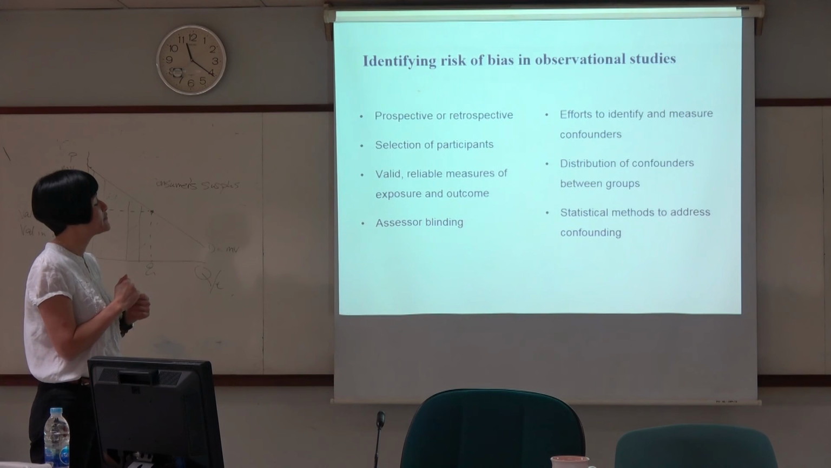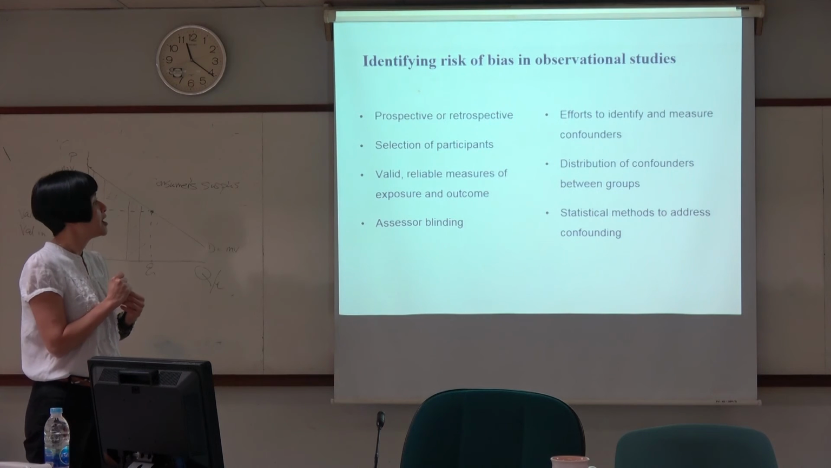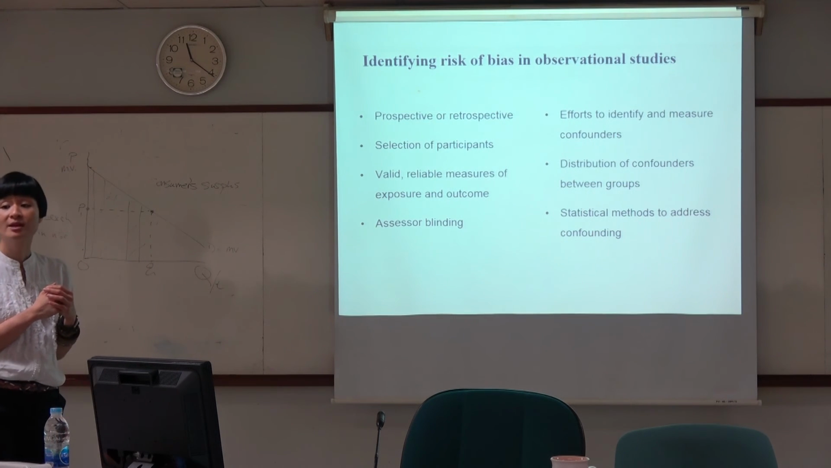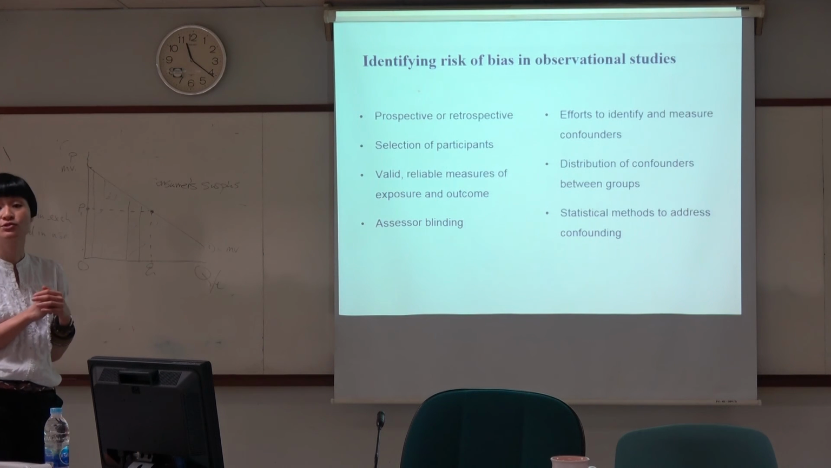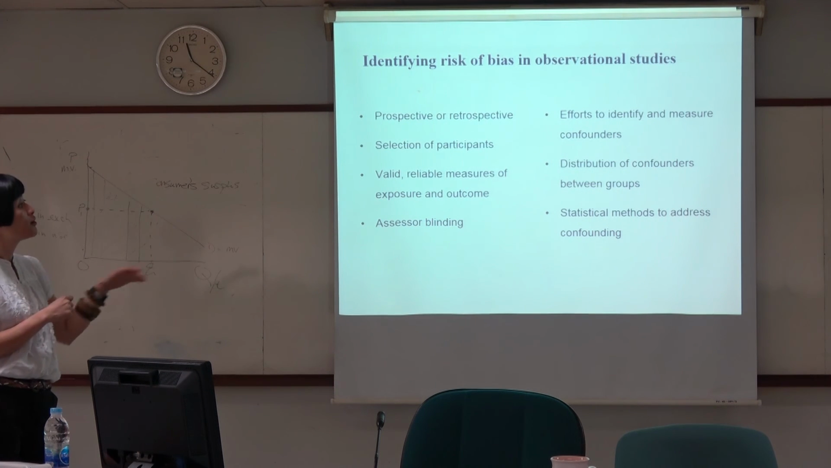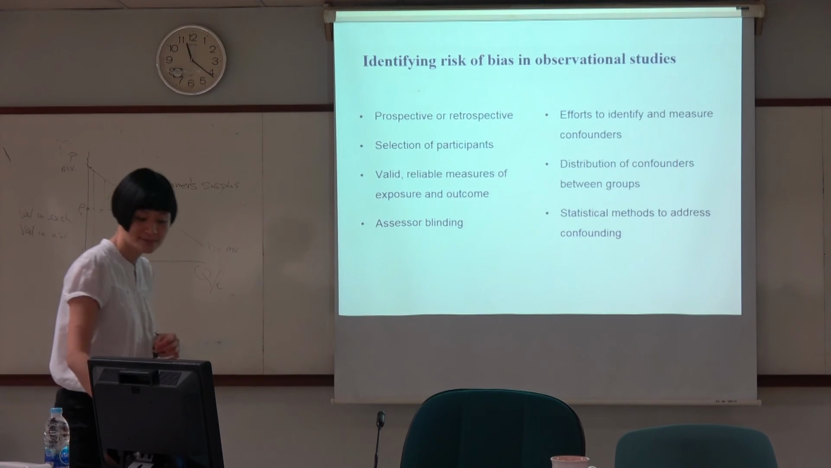So have they made efforts to identify and measure confounders? And the distribution of confounders between the groups. Did they make comments, and did they do analysis of that? And were there any statistical method used to address confounding? So these are some of the criteria you can use to help you assess potential risk of bias in observational studies.